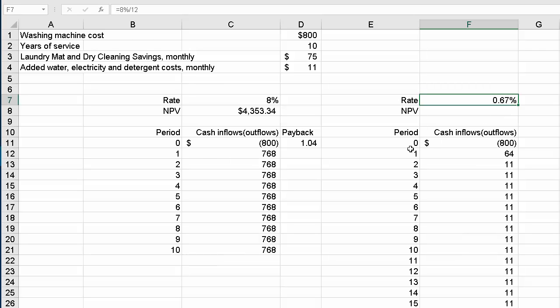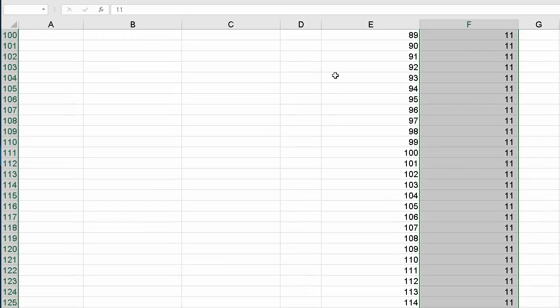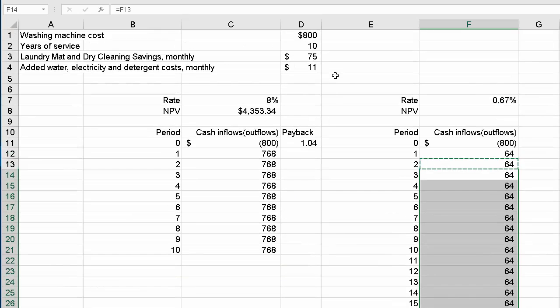And then you've got to break the cash flow down for the period. Now, this time we're on a monthly basis, right? So the month would just be the 75 less the $11. Okay, so we take the 75 less the $11, and that would be $64. And then we just are going to copy that all the way down. Now, it goes down 120 periods.